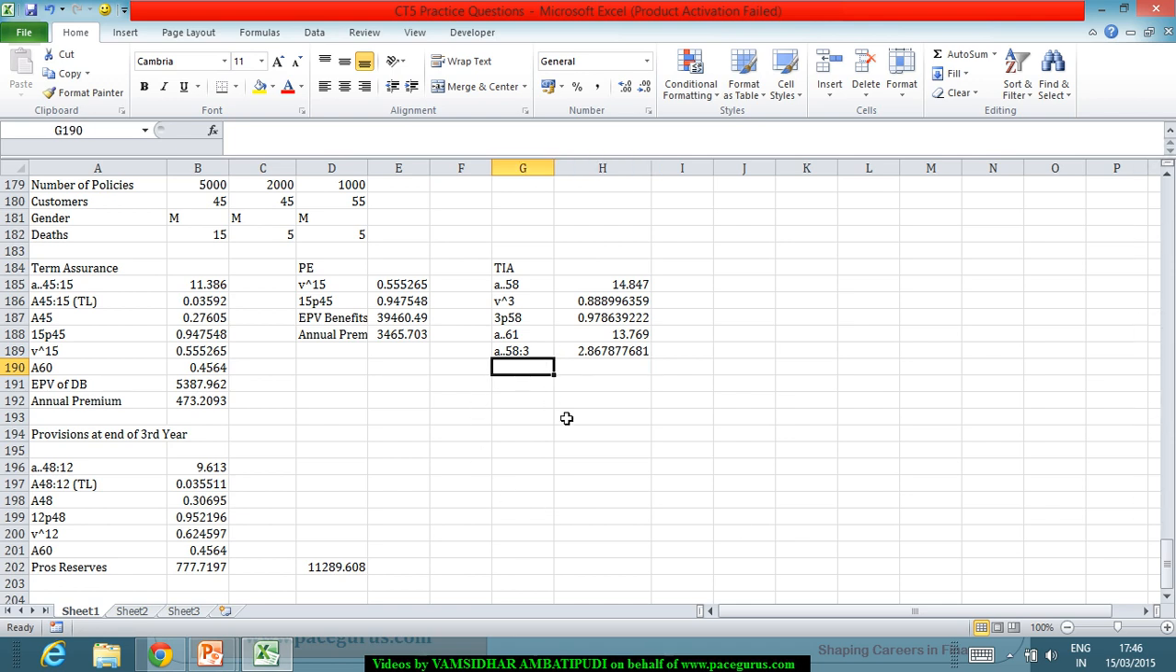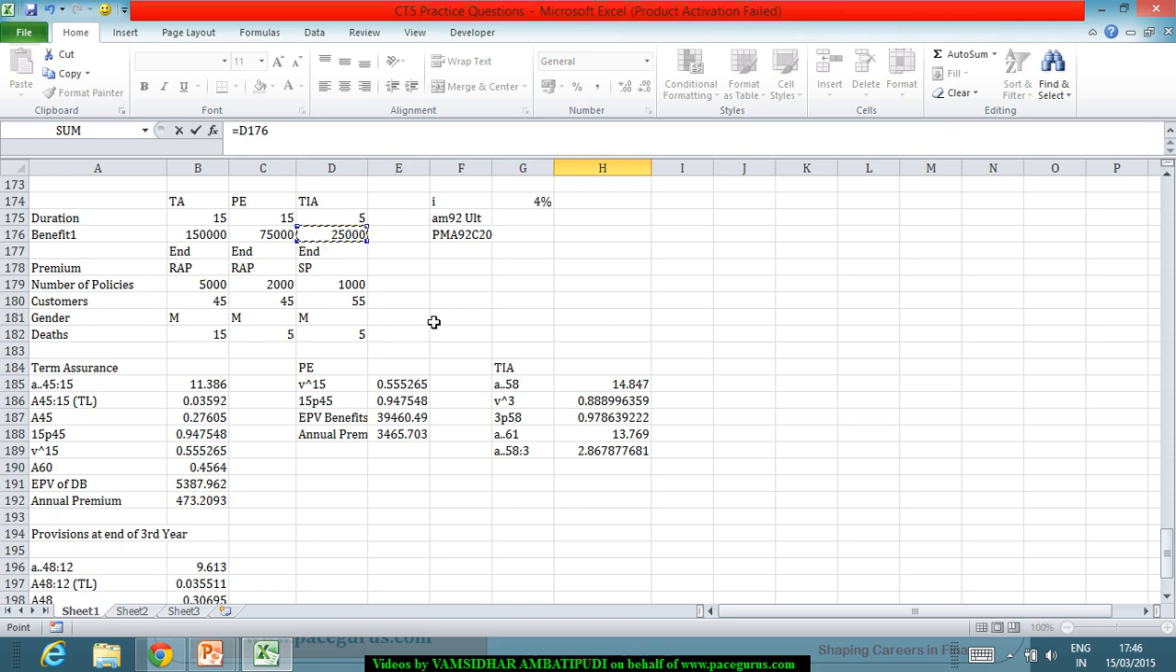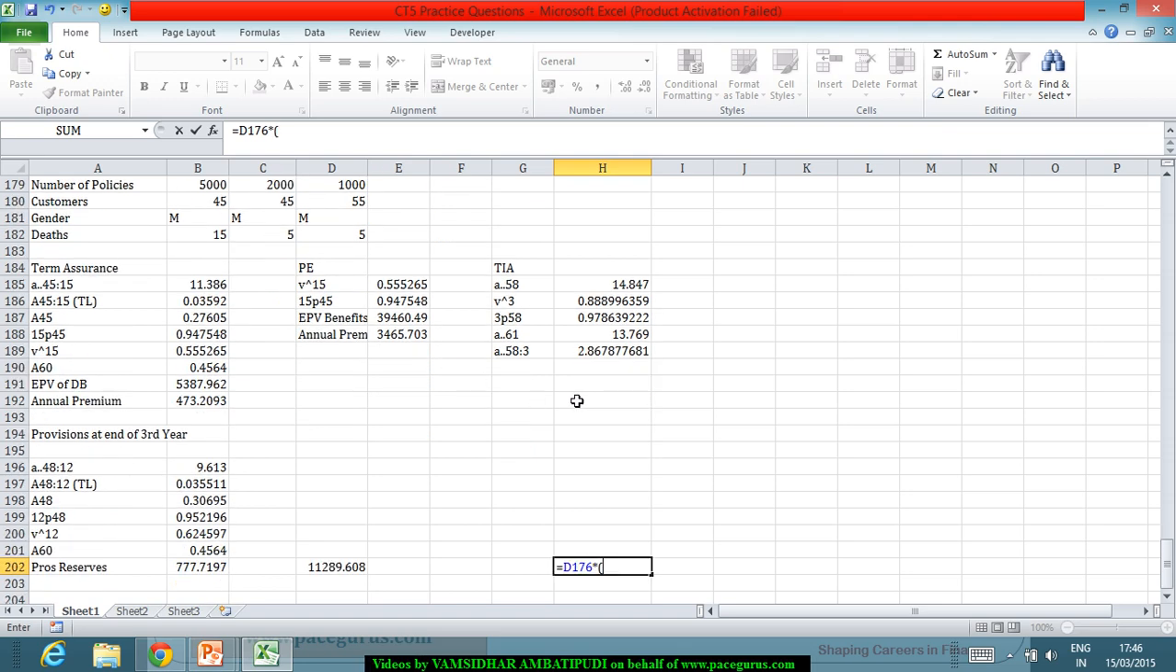So this I'll take minus 1. So the reserve requirement here is coming out as 25,000, whatever is the benefit amount that needs to be paid, multiplied by this number minus 1. So the reserve requirement is almost 46,696.